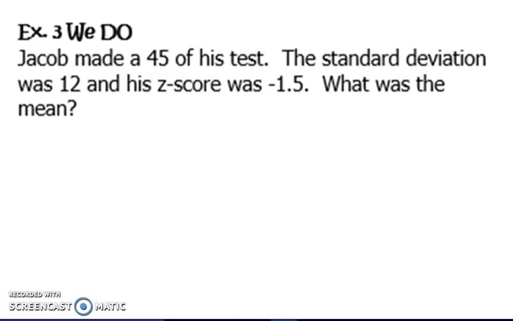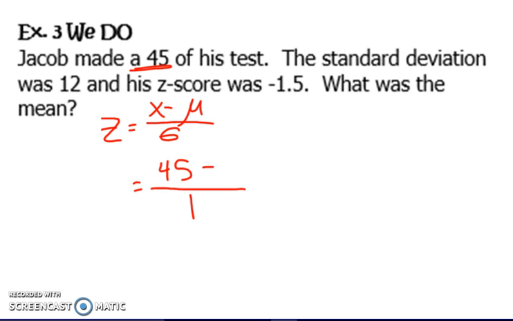Example 3. Jacob made a 45 on his test. Standard deviation was 12. His z-score was negative 1.5. What was the mean? Go back to our z-score formula. We have element minus mu over standard deviation. He made a 45. Well, that's my element. The standard deviation was 12, and his z-score was negative 1.5. We don't know the mean, so I'm going to put x there, or you can put mu.